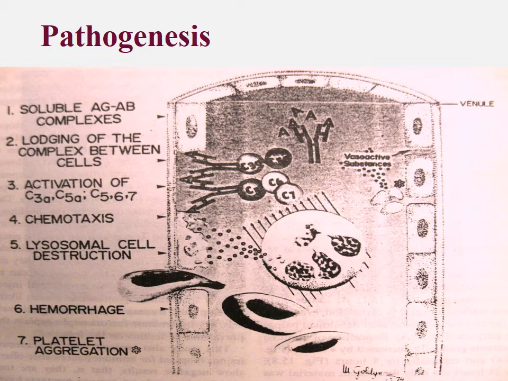Lysosomes release their enzymes, destroying the endothelial cells, and leading to number 1, aggregation of platelets and start of a thrombus formation, and number 2, extravasation of erythrocytes. So this is what type 3 hypersensitivity immune complex mediated reaction leads to the development of vasculitis.